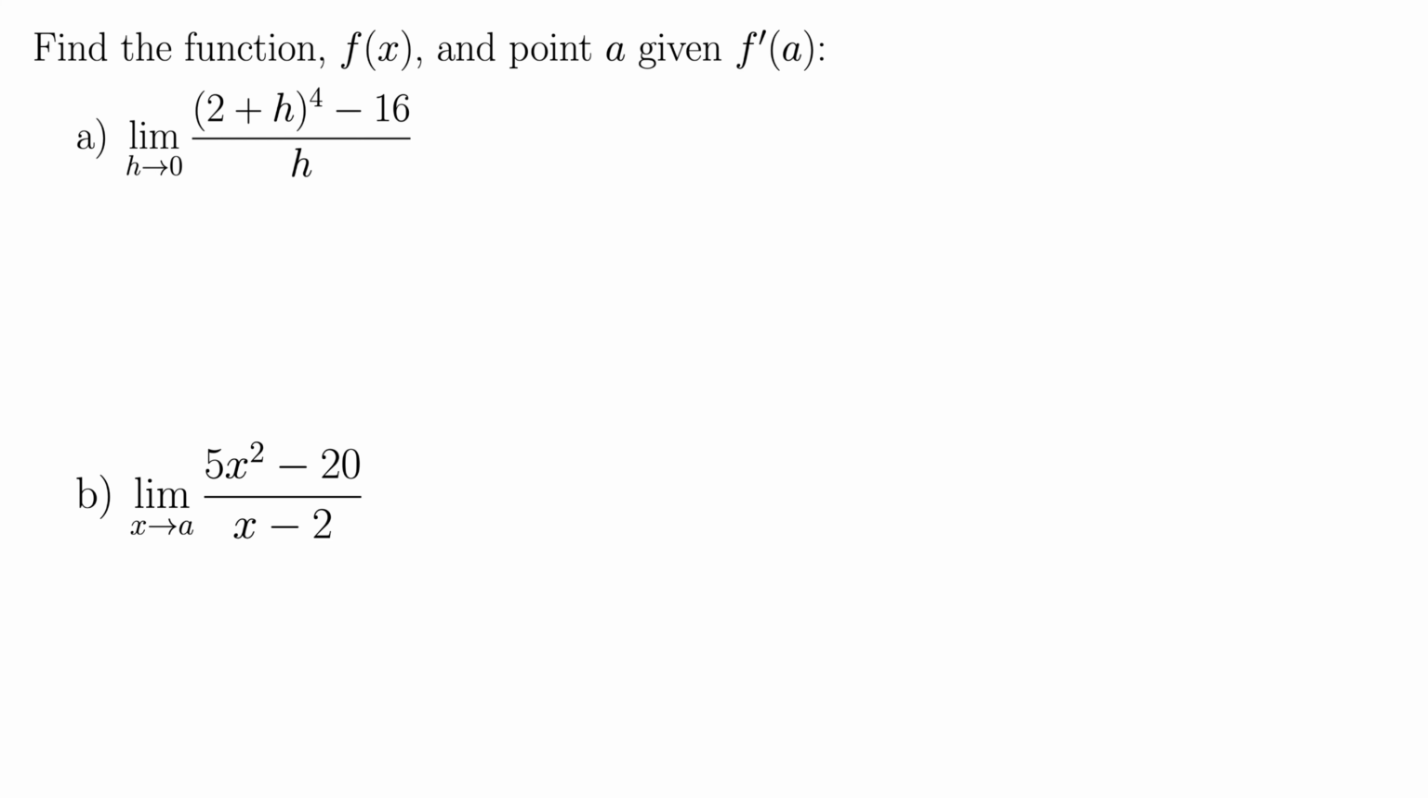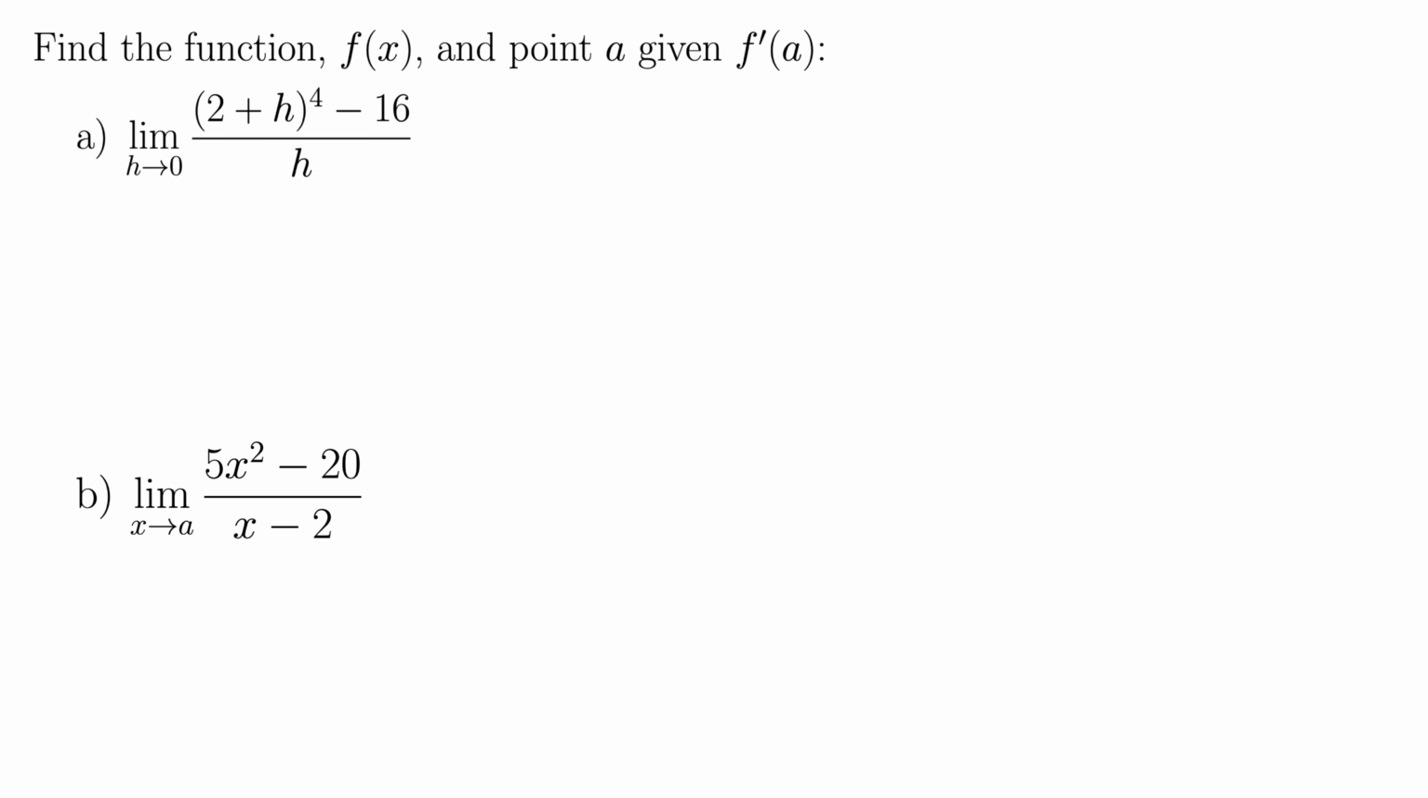So these examples are a little different. It says find the function f of x and point a given f prime of a. So for part a, we have the limit as h goes to 0 of the quantity (2 plus h) to the fourth minus 16, all over h. It's kind of hard to tell what this is at first, but I see the h in there.